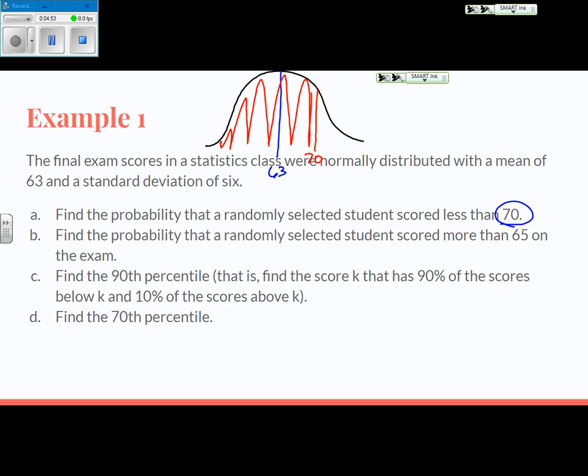So for part A right here, what I'm going to do is I'm going to find a z-score. We're finding a z-score. I'm just taking the number I'm interested in, 70, subtracting off the mean, and dividing by the standard deviation. We're going to find that we're pretty close to 1 standard deviation away, but we're going to be a little bit off. What is it? 1.16. Two decimal places is good. Repeating, so 1.17.